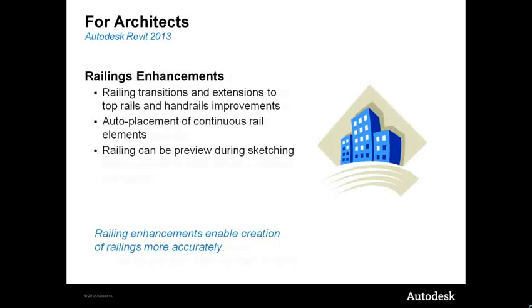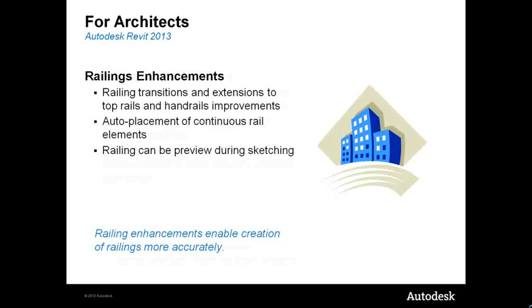Railings are moving towards a component-based railing system by adding new handrail and top rail subcategory elements, improved railing transitions, and the ability to include system-generated extensions to top rails and handrails. The railing button is now a split button with two choices.